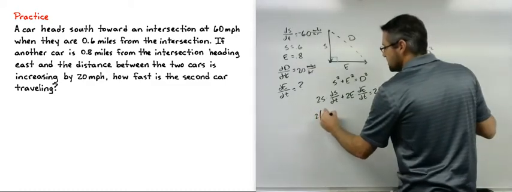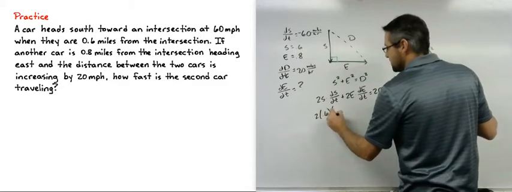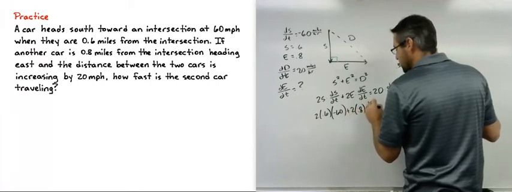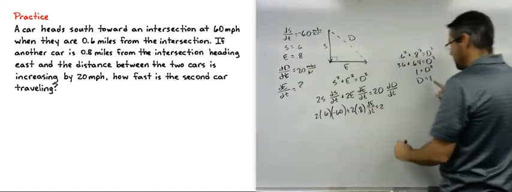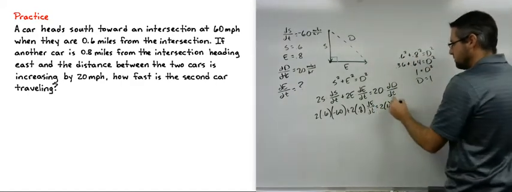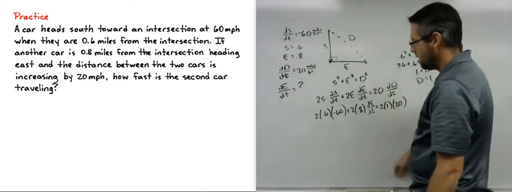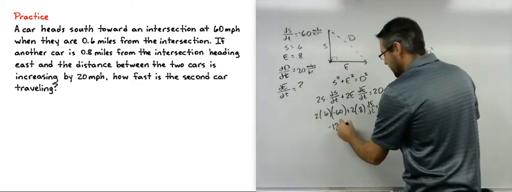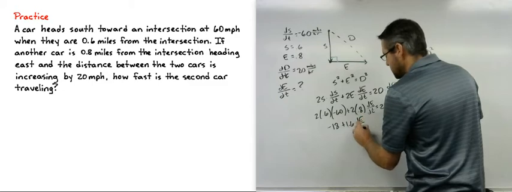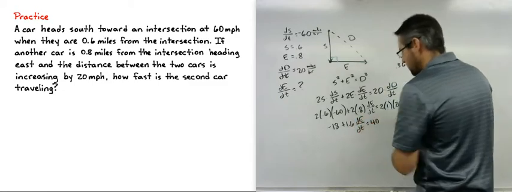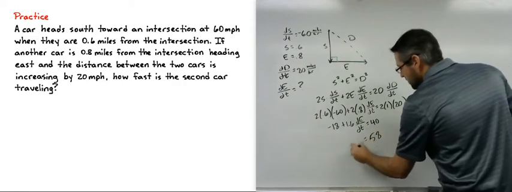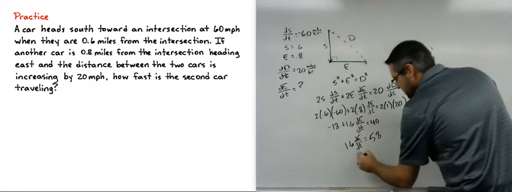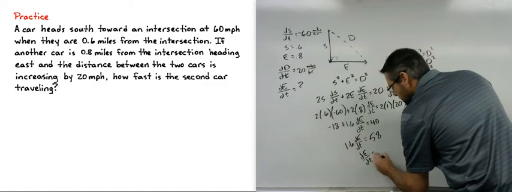So it's going to be 2 times 0.6 times negative 60 plus 2 times 0.8 times, I don't know, that's what the question is, equals 2 times 1 times 20. And then simplifying that, what is that? That's negative 18 plus 1.6 dE/dt equals 40. So we've got 58 equals 1.6 dE/dt. And then divide by 1.6. So dE/dt equals whatever that is.